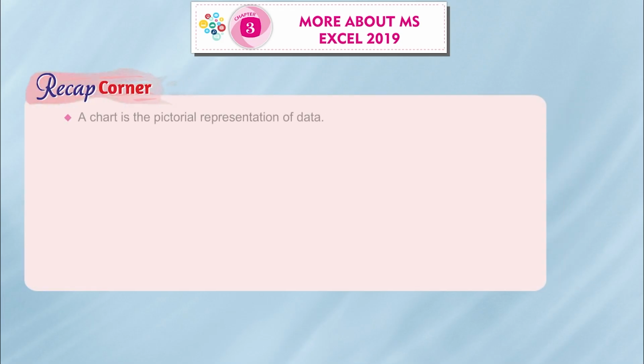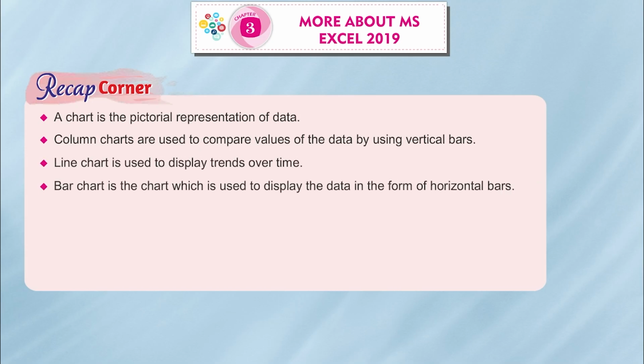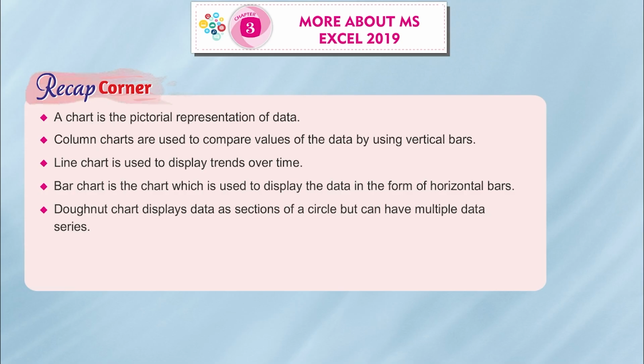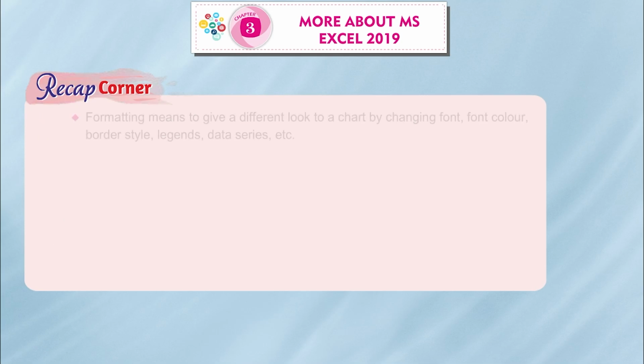Recap Corner. A chart is the pictorial representation of data. Column charts are used to compare values of the data by using vertical bars. A line chart is used to display trends over time. A bar chart is the chart which is used to display the data in the form of horizontal bars. A donut chart displays data as sections of a circle but can have multiple data series. A legend in a chart defines the color patterns and symbols assigned to the data series.